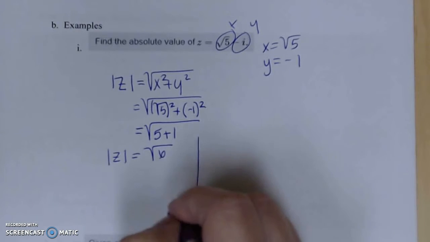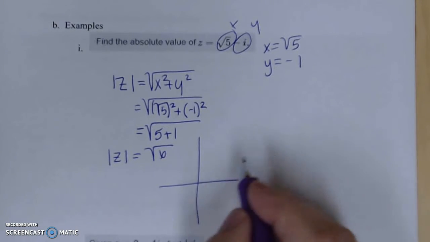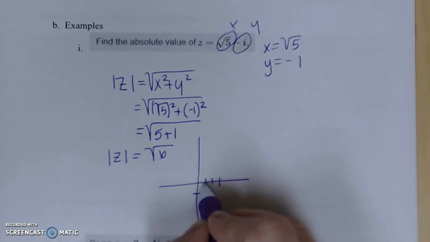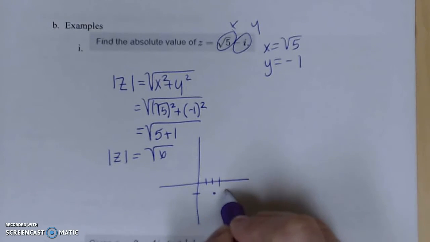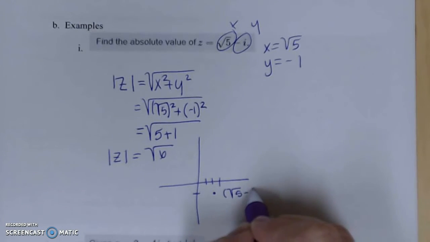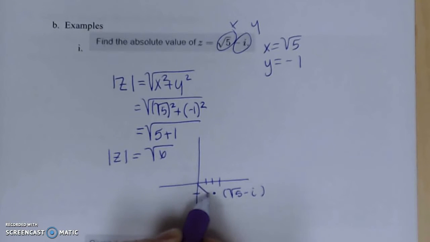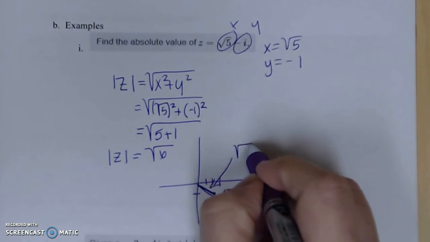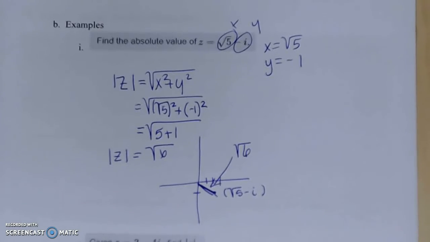And so graphically, if you're thinking about this, I would have to go over, let's see, the square root of 5 is about 2-ish, and then down that -1. So here's the point, square root of 5 minus i. So it would be this distance here from the origin to that point. And that value would be equal to the square root of 6. And so using the formula, it's not very bad.